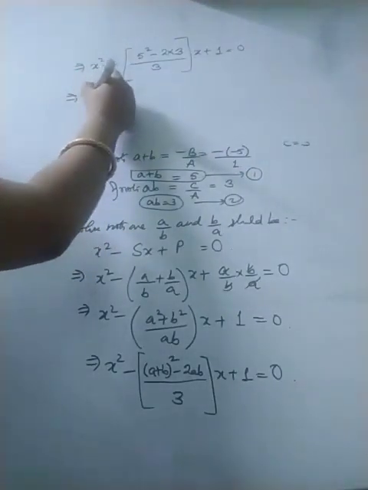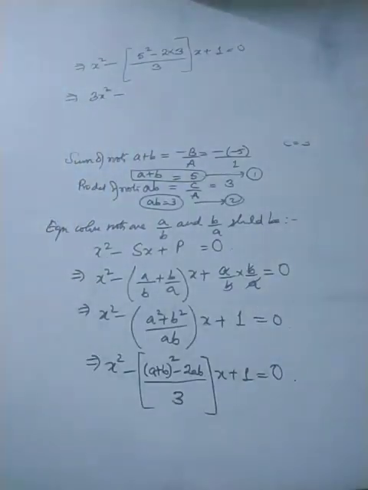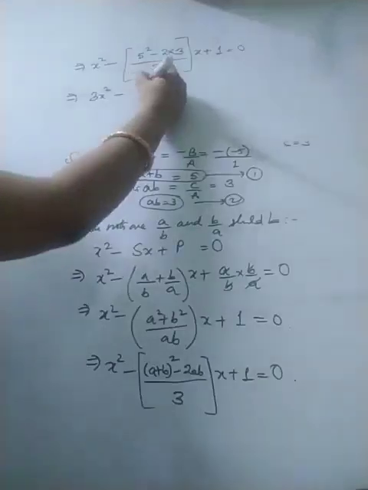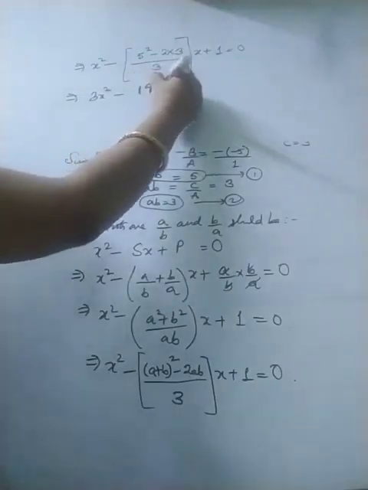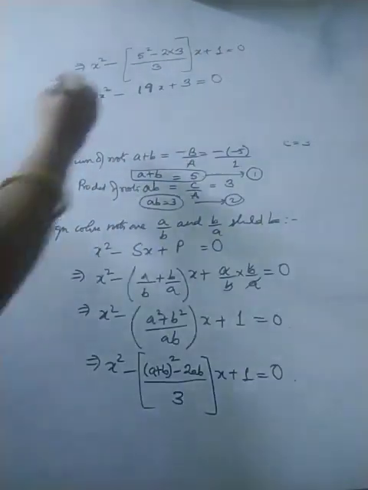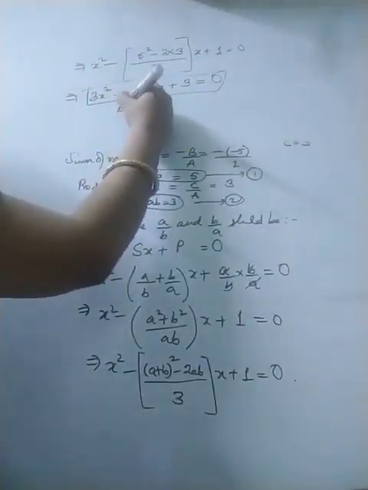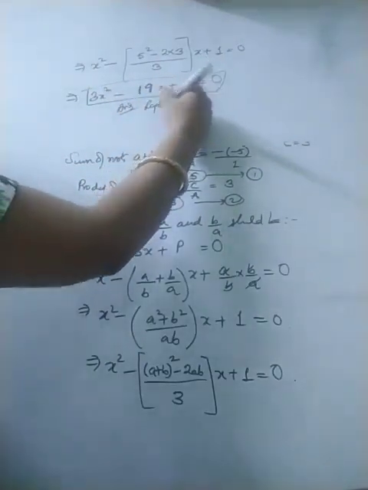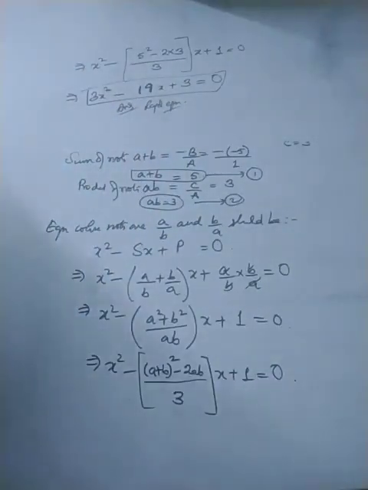If we take the LCM, it is 3x square minus, how much is this? 25 minus 6, right? 25 minus 6 gives you 19, isn't it? So it is 19x plus 3 is equal to 0, and this is your answer. This is the required equation which you have been asked to find, that is, whose roots are a by b and b by a. This part is very easy to handle. The first part is where the starting point is, and where you have to use a little bit of intuition.